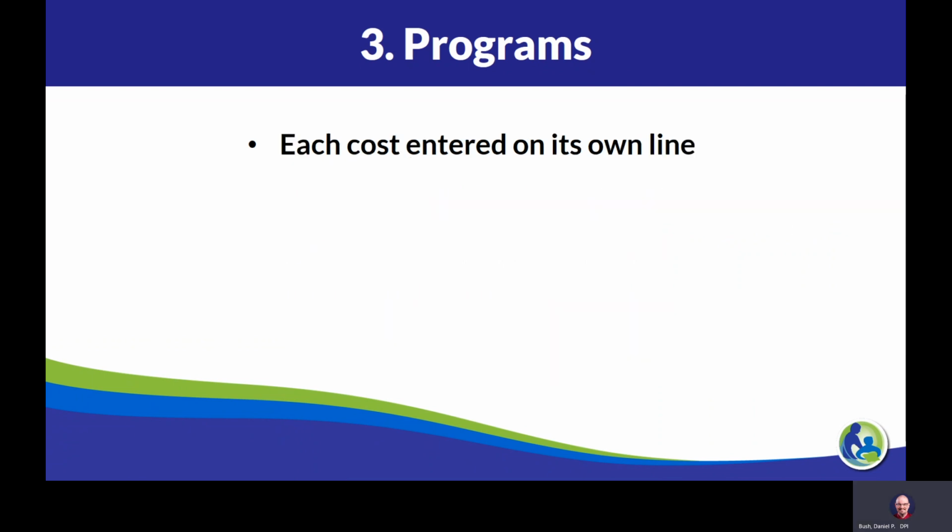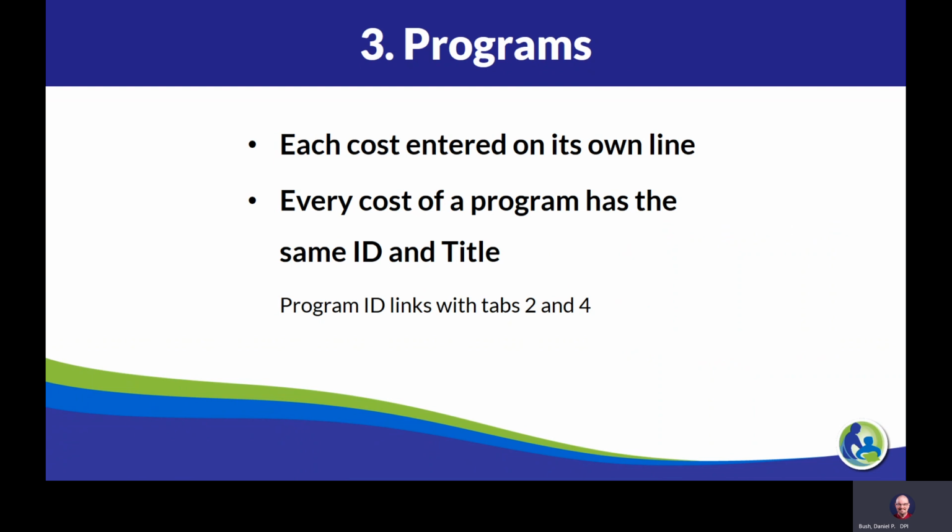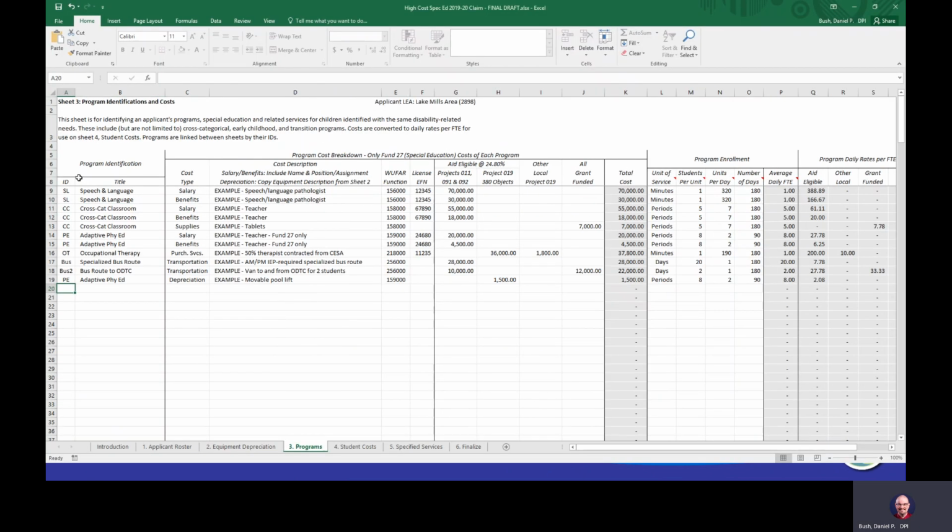Each cost for a program is entered on its own line. Every cost of a program is going to have the same ID and title, and those are used to link with other tabs on the worksheet. For example, I have a number of different programs entered on the sample form. I have speech and language, which I've given the ID of SL. We have Crosscat Classroom with an ID of CC.